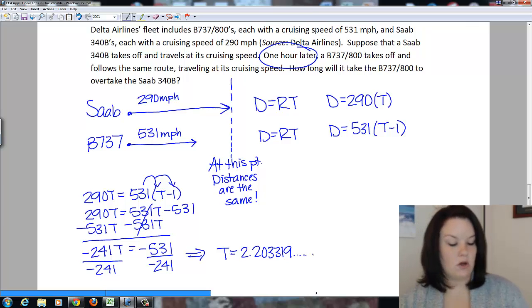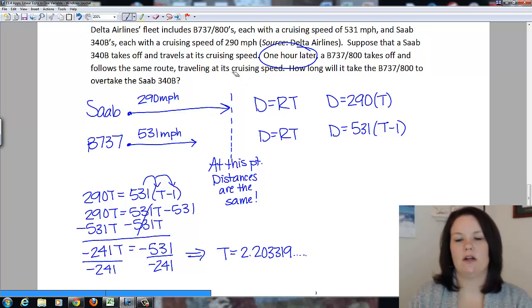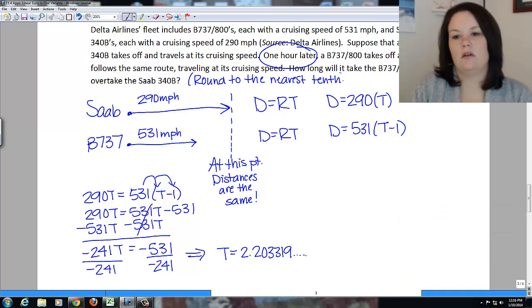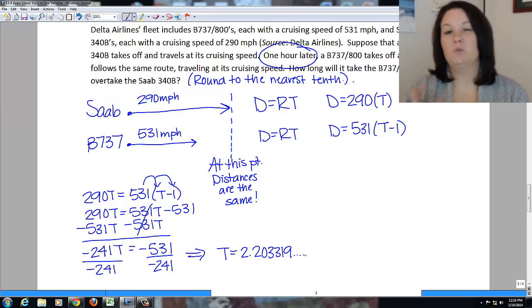Okay. So since this one didn't come out pretty, let's go ahead and put an instruction up here. Let's go ahead and just say round to the nearest tenth. Okay, tenth is your first decimal place. All right, so what we just solved for is the time. The time is basically 2.2.